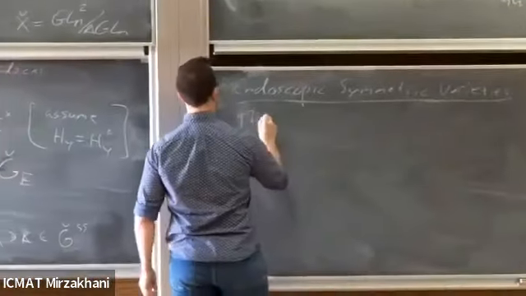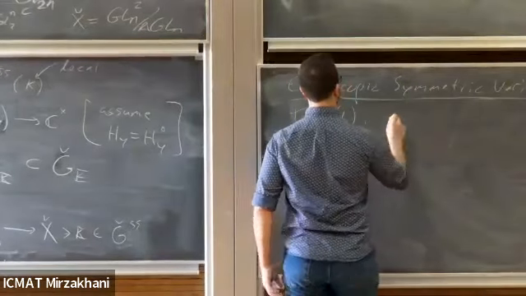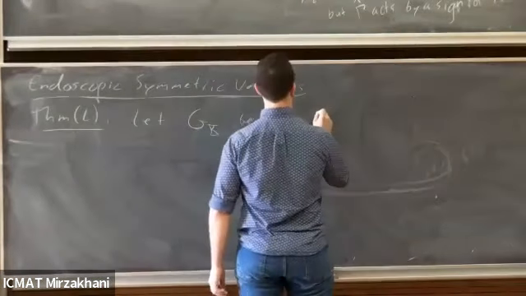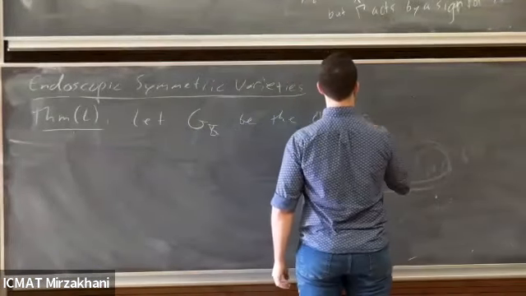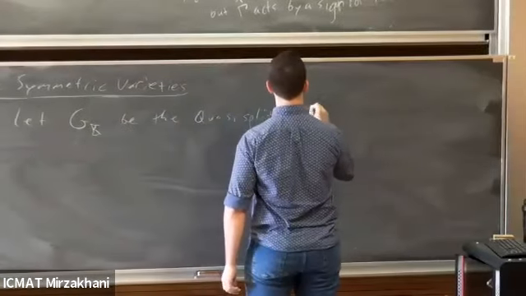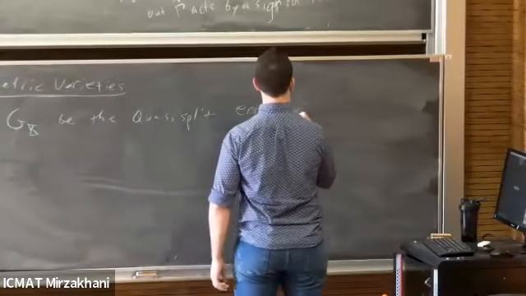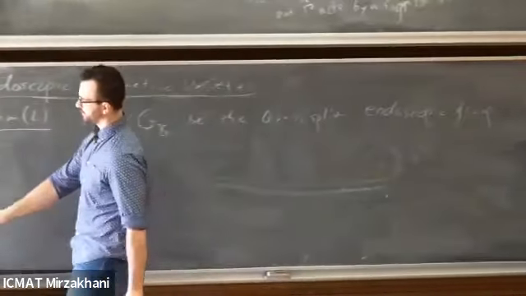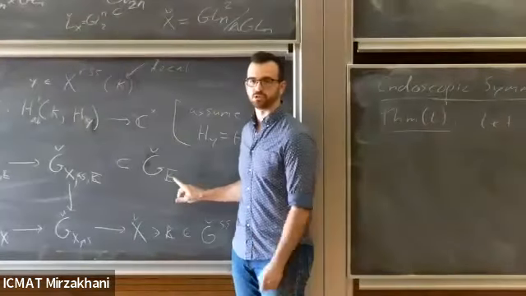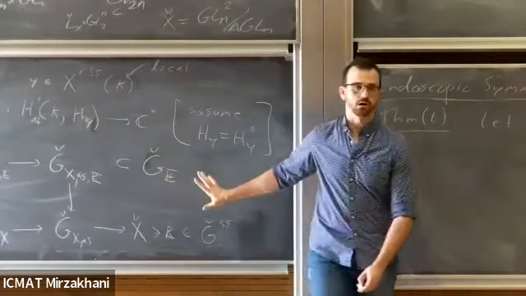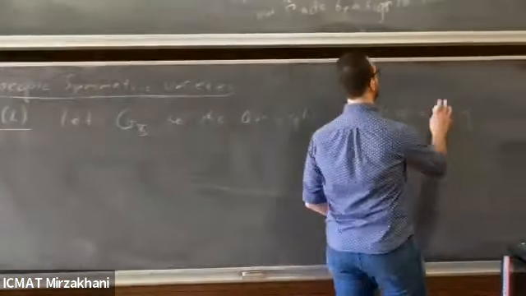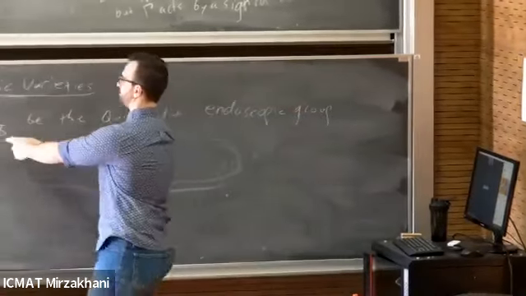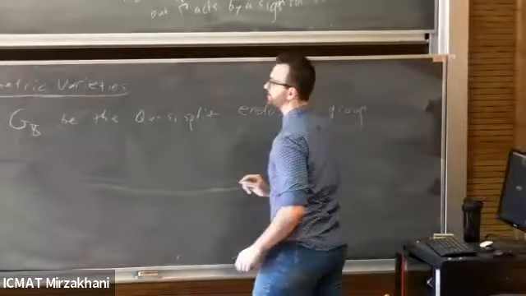So the theorem: let G kappa be the quasi-split endoscopic group. So this is a centralizer of a semi-simple element in my dual group. So this is precisely dual to an endoscopic group. It may no longer be elliptic. There may not be an elliptic something, but it's some endoscopic group. So let's consider the dual. This is the endoscopic group for G.